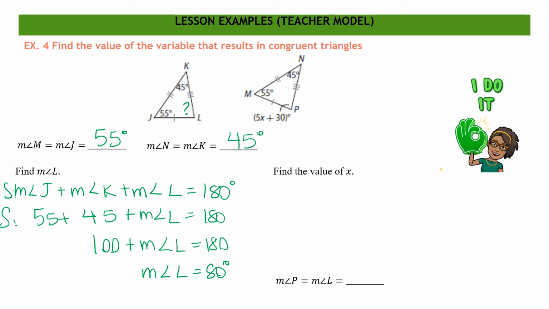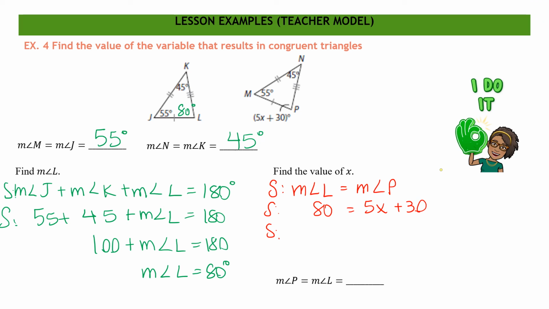So now that I know that L is 80 degrees, we can erase this here and put 80 degrees. Now that I know that L is 80 degrees, I know L is also corresponding to P. So that would help me find X, right? So I can set up an equation. I can say that the measure of angle L equals the measure of angle P. So when I substitute L, I have 80. P is 5x plus 30.